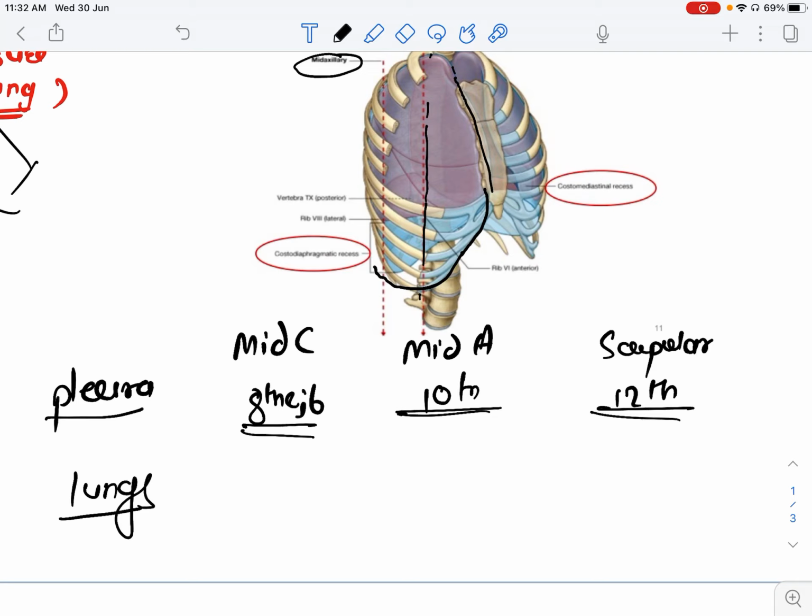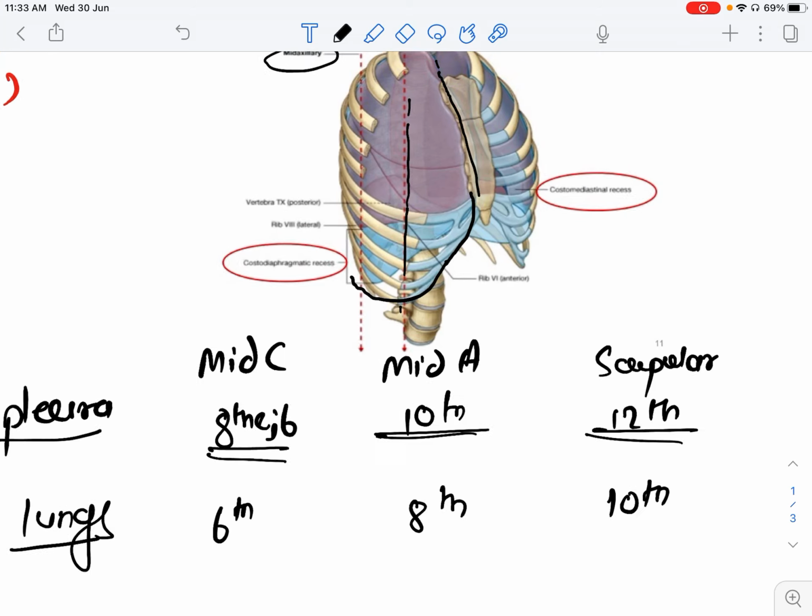The lungs will come right down the midline, covering the anterior part. Then it will go laterally. However, the lower margin of the lungs at the mid-clavicular line will lie at the level of the 6th rib, at the mid-axillary line the 8th rib, and at the scapular level the 10th rib. So it is quite simple: 2 ribs up, the lungs will lie, and 2 ribs down, the pleura will lie.